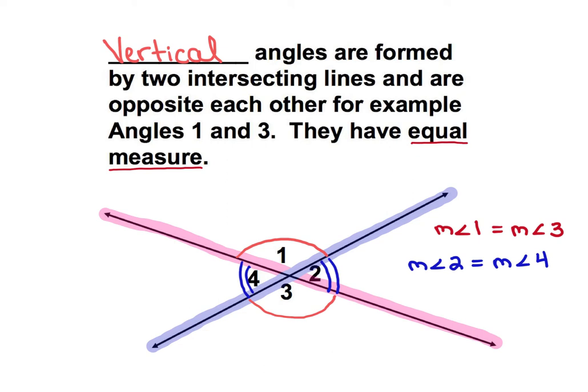Adjacent angles. Adjacent means they share a side, side by side, they share one side and a vertex. Vertical angles. They're across from each other, and even more, they are equal. Equal measure.